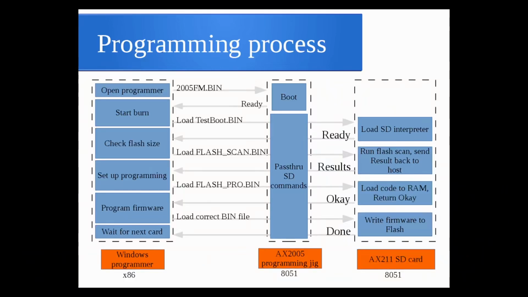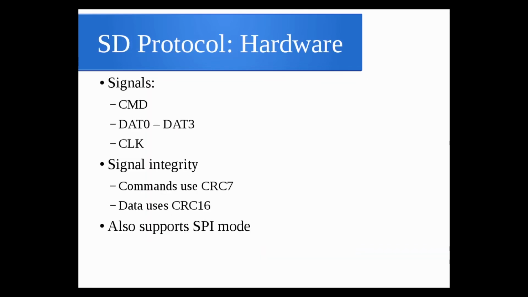It then loads a 512-byte testboot.bin into the AX211 SD card. The SD card responds ready. It sends over a flash scanner that verifies what the flash size is. It tries to determine what brand of flash you're using. It does a bad block scan. And then eventually the Windows software uploads a programmer. Then it uploads the bin file, and then you have an SD card that's all programmed. And it does all this over the SD protocol. I'm just going to go into a little bit about this because it comes in really handy when you're trying to access this card.